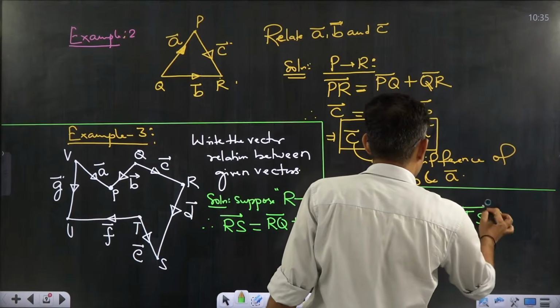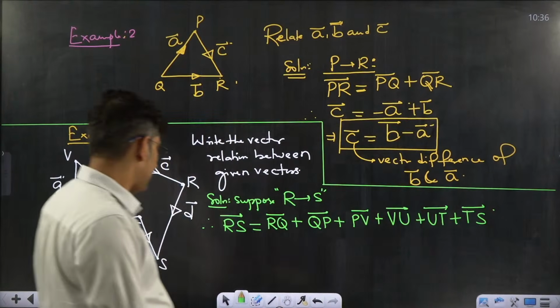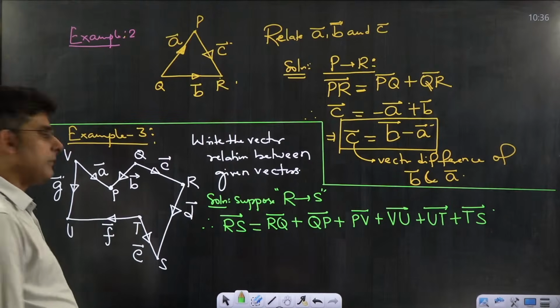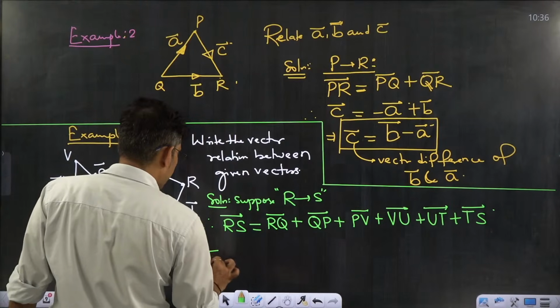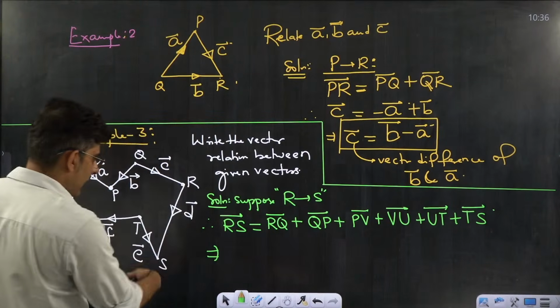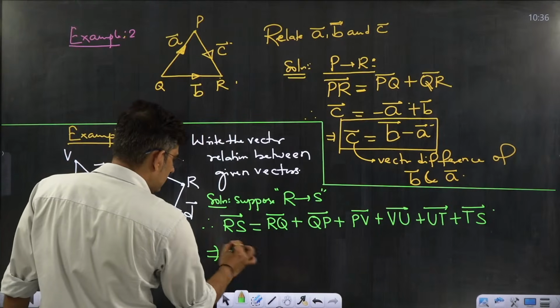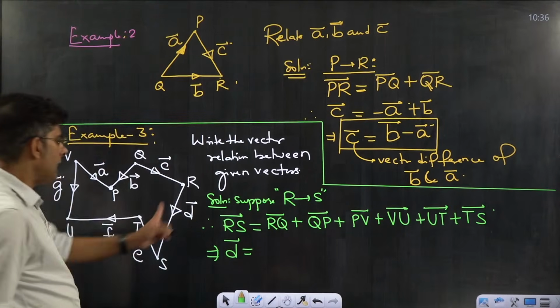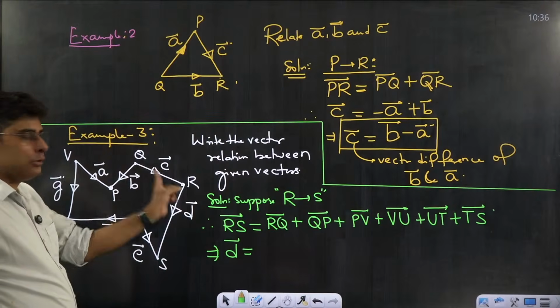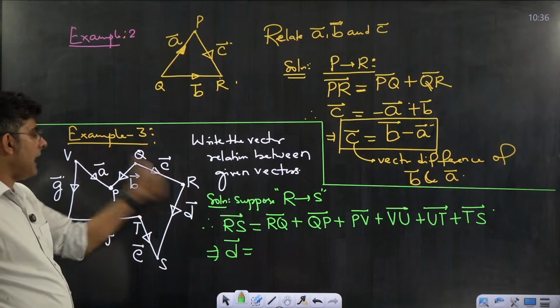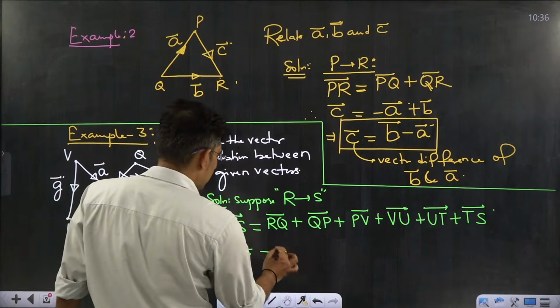So finally I reached S. Now comes the final part, just fill. RS I have marked as D. Now I am seeing RQ. RQ is opposite to me. QR is given as C. RQ is reverse of C, means minus C.